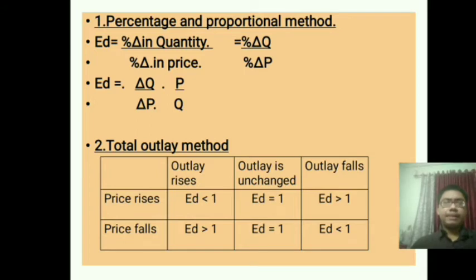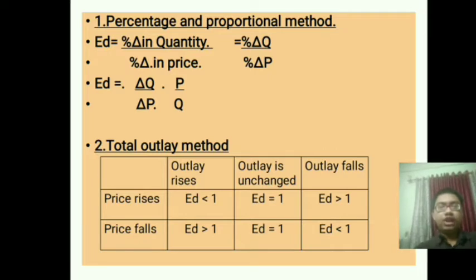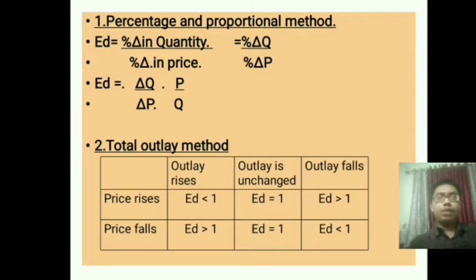Next, let us discuss the methods to measure price elasticity of demand. The first method is the percentage method or the proportionate method. According to the percentage method, elasticity of demand or ED equals percentage change in quantity divided by percentage change in price. Symbolically, percentage delta Q divided by percentage delta P. According to the proportionate method, elasticity equals delta Q by delta P into P by Q. Here P is equal to initial price and Q is equal to initial quantity.